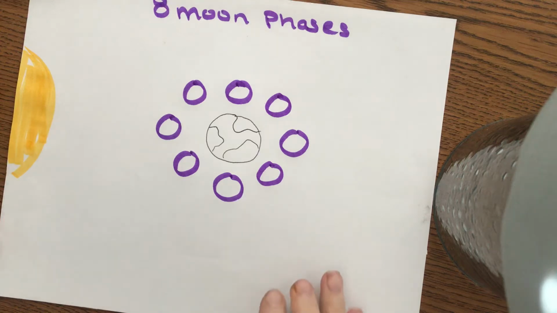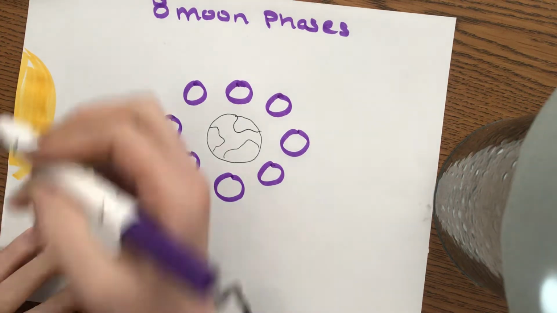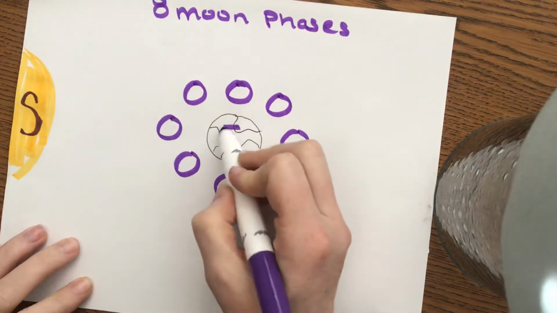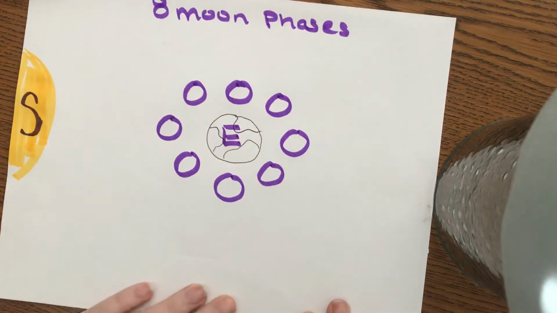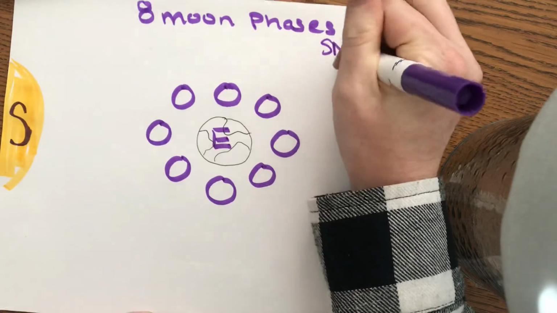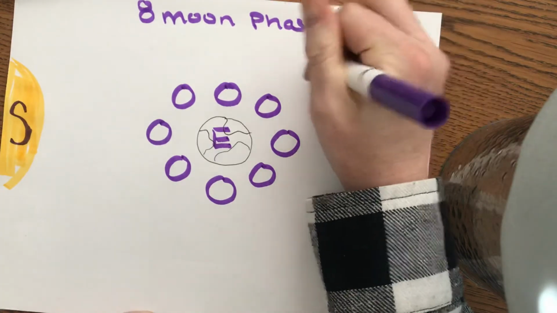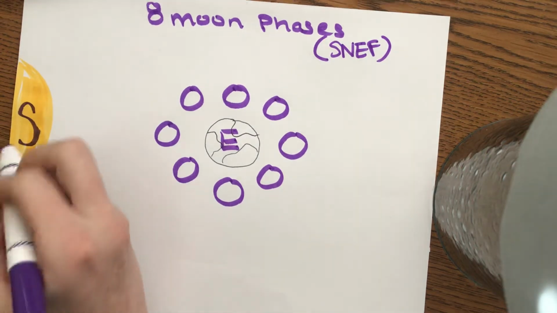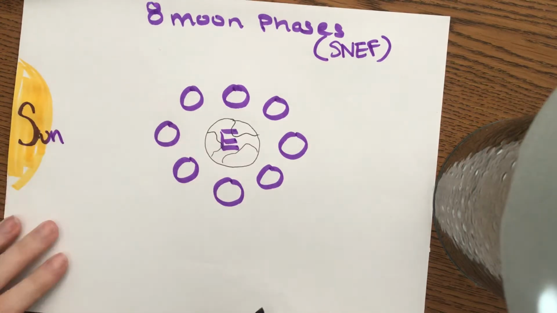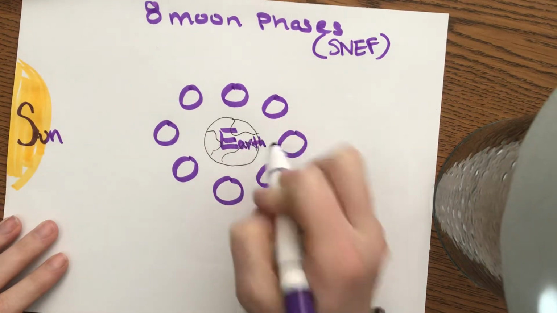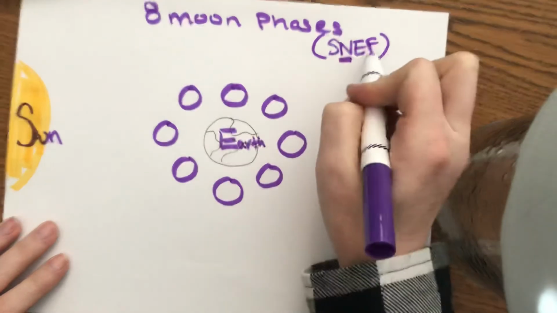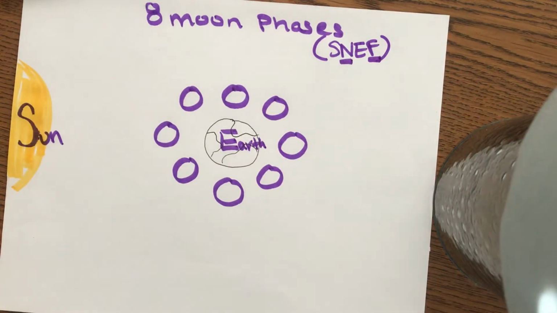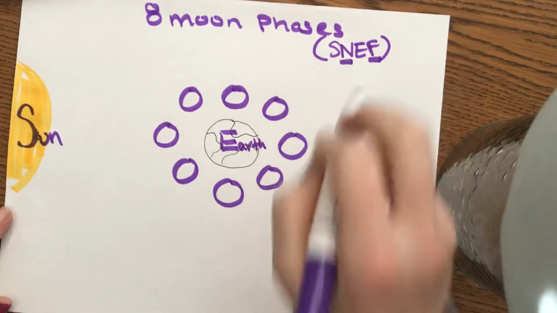The first thing I want you to do anytime you're drawing the moon phases is label the sun and the earth. And the word I want you to remember for moon phases is the word snef. Not really a word, kind of a made-up word, but if you can remember snef, this will get you set up for your moon phases. S stands for sun, and E stands for earth. Now, the N and the F are 2 of our most recognizable moon phases. It's the new and the full.